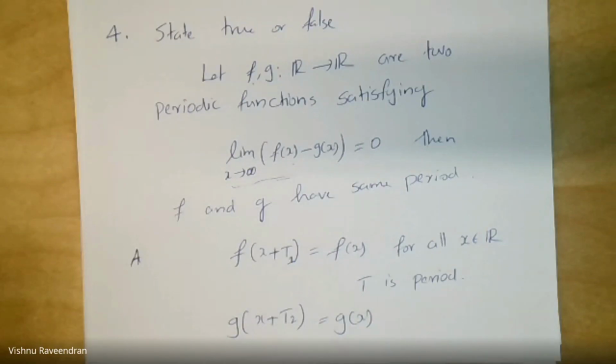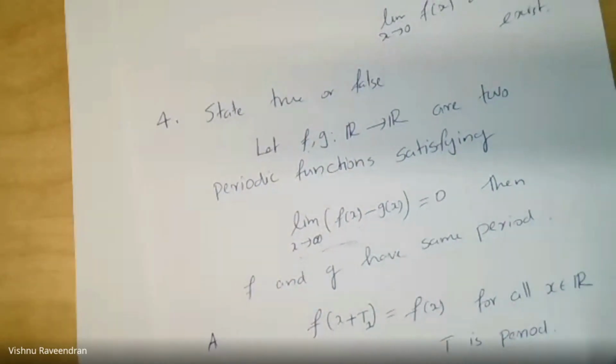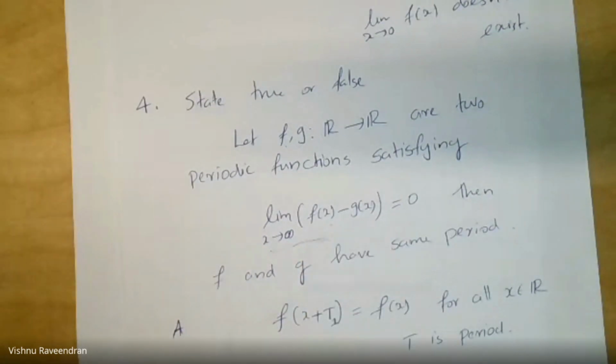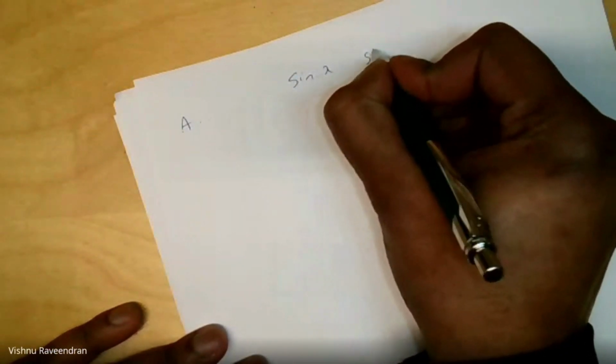Yes, sir. I think it's false. Okay, why is it false? We can take f of x equal to sin x and g of x equal to sin 2x. So will it satisfy this condition? Oh, sorry, no. Yes. So sin x and sin 2x, you mean, right?